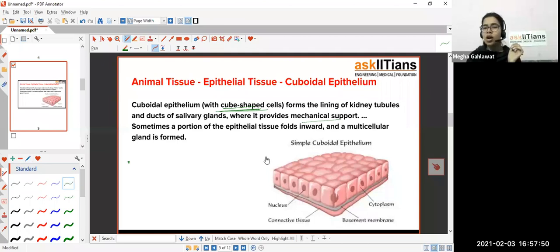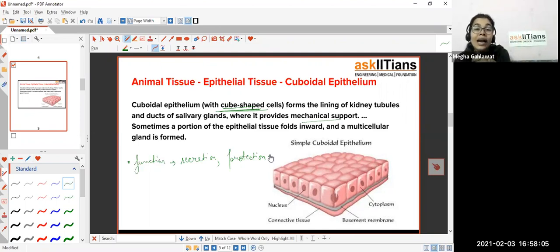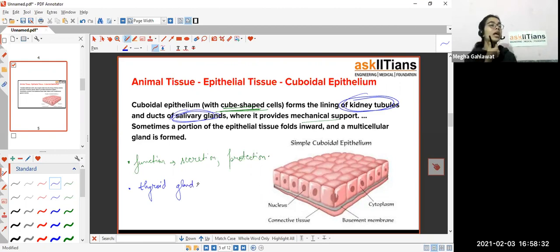They have a simple structure. They'll have a centered nucleus, present in the center, and they'll be present on the lining of different glands of the body. Glands are the organs which produce digestive juices, etc. So what we have here is that these are arranged on the salivary glands. These are arranged on the lining of the kidney tubules, and these are also present at the thyroid gland lining.